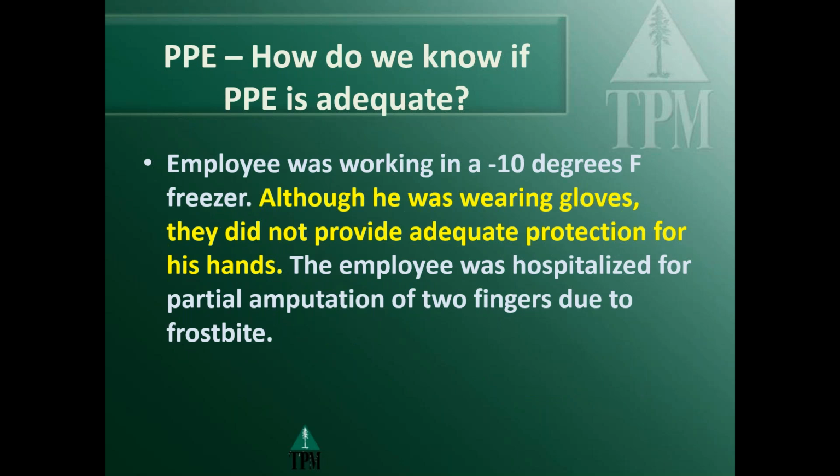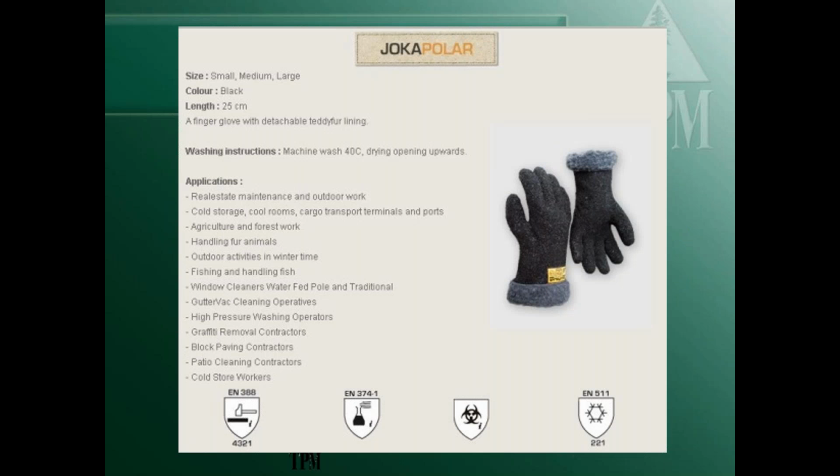And so this is another one. They worked in a negative 10-degree freezer, and the gloves they were wearing didn't provide adequate protection for the hands, and they got cited. And in the other one, he had a couple fingers partially amputated due to frostbite. So we've got to see what this stuff is actually rated for. And so you may look at something like this, and it'll tell you exactly what kind of conditions it's approved for.